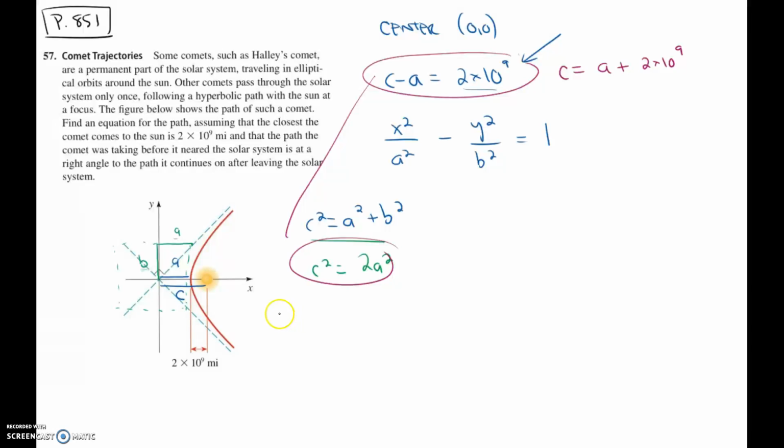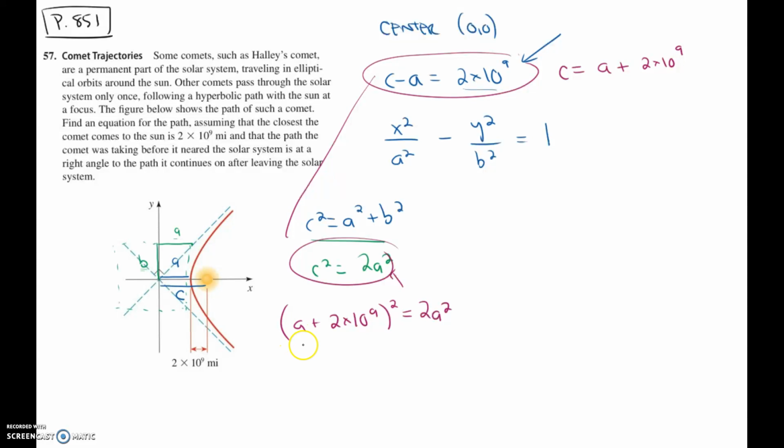Then plug that C into here: A plus 2 times 10 to the 9th power, squared, equals 2A squared. So this is one equation in A. Unfortunately, to solve this by hand, I'd have to FOIL it out: A squared plus 2 times 10 to the 9th times A plus that thing squared. It would give me a quadratic equation in terms of A that's kind of ugly because it's got that huge number in it. So I'm going to pause the video and put this in the calculator to solve it. Just hold on.